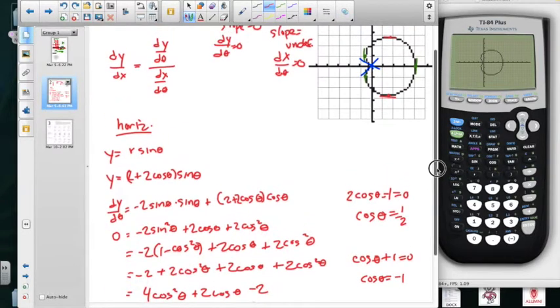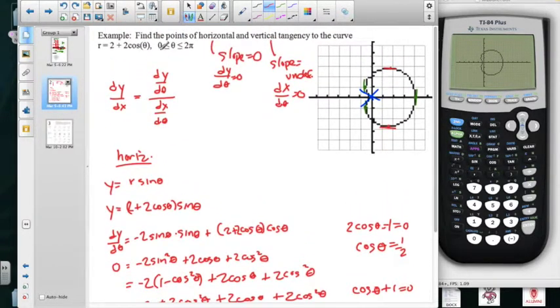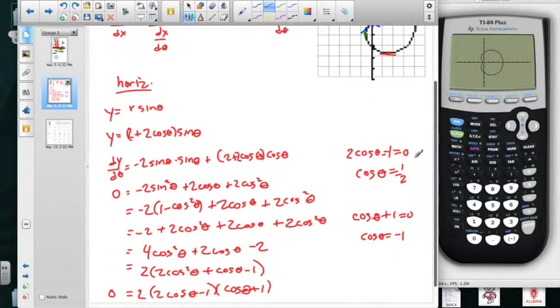Now we're graphing this over 0 to 2 pi. That was our initial condition here. So where is cosine equal to -1? That's when theta equals pi. And where is cosine equal to a half? Cosine is equal to a half over here in the first and the fourth quadrants. So that is when theta is equal to pi over 3 and 5 pi over 3.